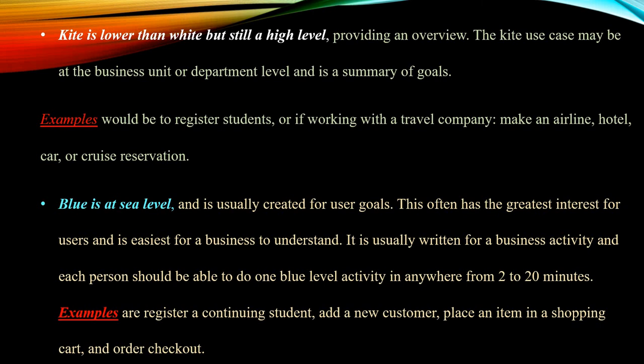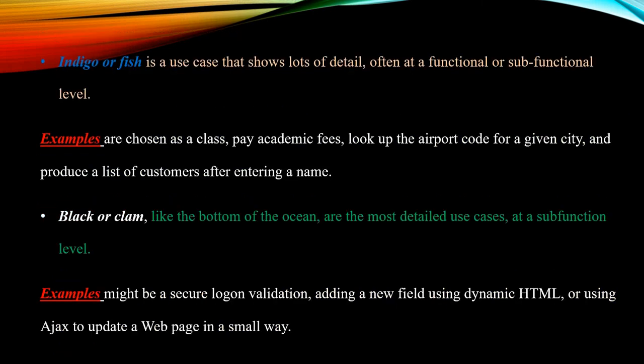Blue is the sea level and is usually created for user goals. This often has the greatest interest for users and is easiest for a business to understand. It is usually written for a business activity, and each person should be able to do one blue level activity in anywhere from 2 to 20 minutes. Examples of use cases at the blue level are to register a continuing student, add a new customer, add a new member, place an item in a shopping cart, and order checkout.